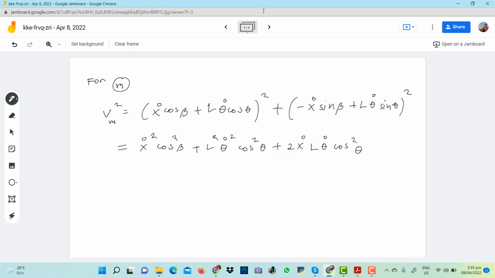If I use the FOIL method to expand this, I have the first term squared, the second term squared, then add the two times 2. Plus the other one, I have x dot squared sine squared of beta plus L squared theta dot squared sine squared of theta minus 2 x dot L theta dot sine theta sine beta.